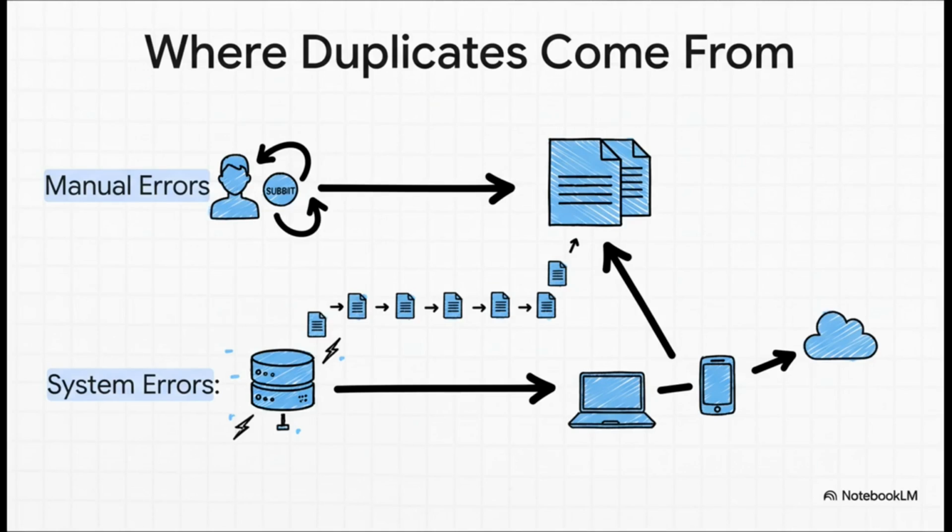A user might accidentally click the submit button twice on a form. A system might log the same event over and over during an error. Or, and this one is super common, when you merge data from your website, your mobile app, and social media, you suddenly have 3 records for the exact same customer.